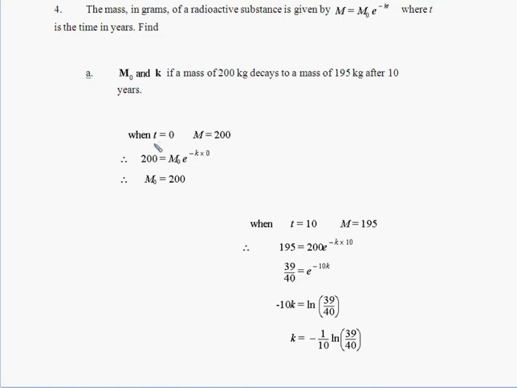So if initially it's 200, we do a substitution, we get M0 being 200. So it's not too bad because we know it's initially. And then after 10 years, it's 195. So sub 195, the M0 is 200, e to the minus k times 10, divide by 200. Use our definition of a logarithm to get minus 10k equal to the natural log of 39 on 40. So k is equal to minus 1/10 of natural log of 39 on 40.